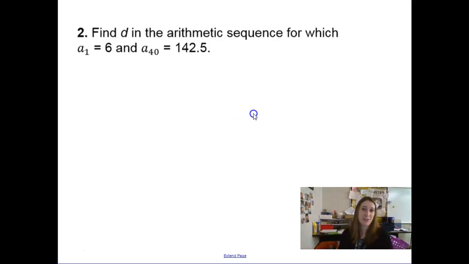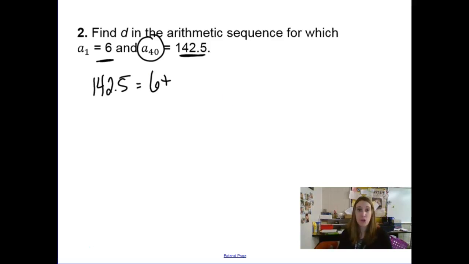For a lot of kids, the formula is more efficient just because it's May and they're not really excited about thinking anymore. All right, so find the common difference in the arithmetic sequence for which a sub 1, the first term, is 6, and then the random 40th term out there is 142.5. So again, you're welcome to use the formula. Now, instead of just an nth term, they're giving me the 40th term. So the 40th term is 142.5. The first term is 6. I have no idea what the common difference is. But if I use the 40th term, that's the n that I plug in right here, right? So it's 40, but minus 1.